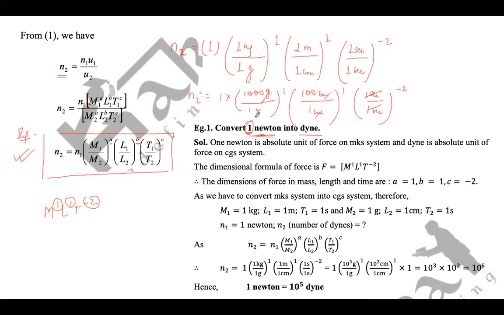Centimeter gets cancelled, gram gets cancelled. So 1000 raised to the power 1 and 100 raised to the power 1. So this is 10 to the power 5. And 1 raised to the power minus 2 is 1 only. So 10 to the power 5. So what is the value of N2? N2 is 10 to the power 5. That means 1 Newton is equal to 10 to the power 5 dyne. This is how we do the conversion here. So 1 Newton is 10 to the power 5 dyne. Is it clear to everyone?